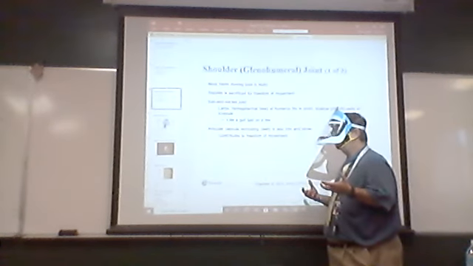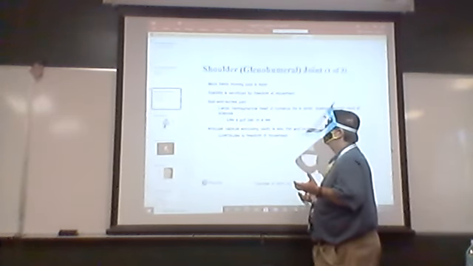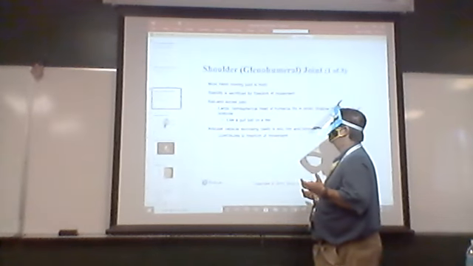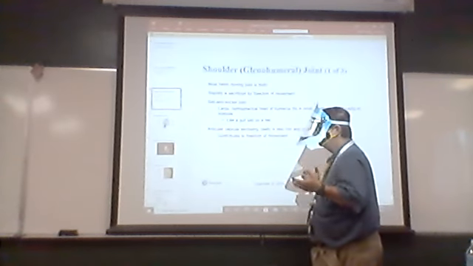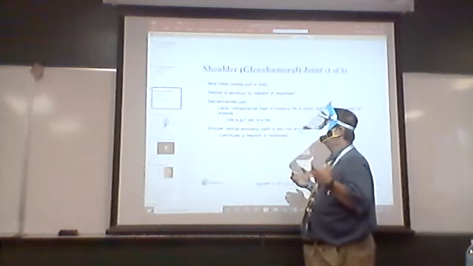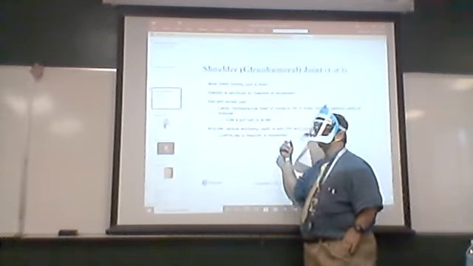If you think about it, we need to use our arms a lot. So we have this very, very movable joint, but it's not super stable.